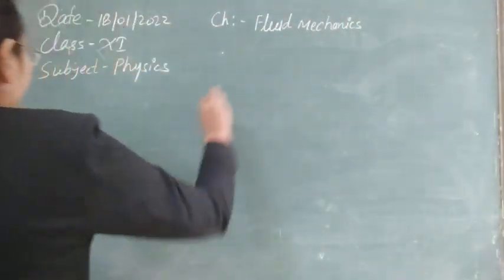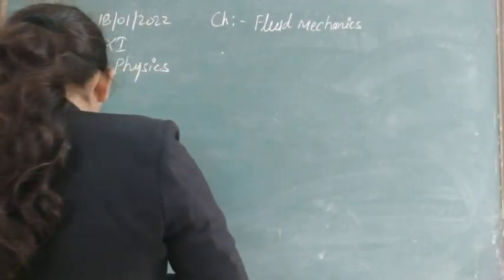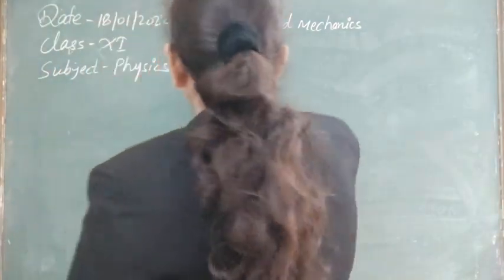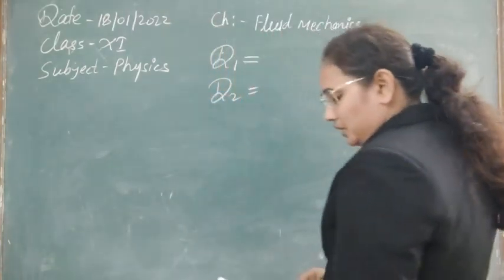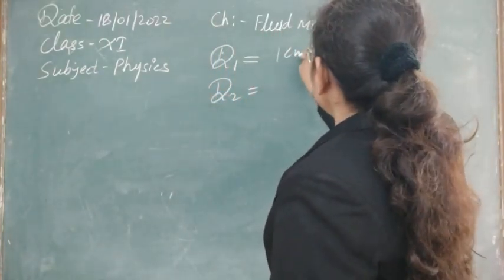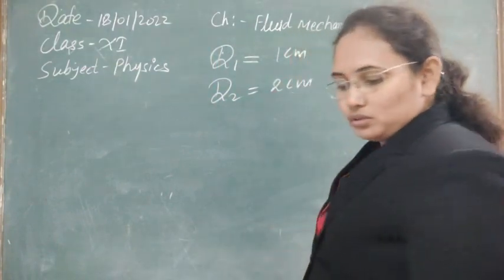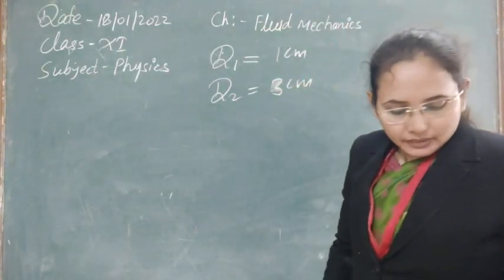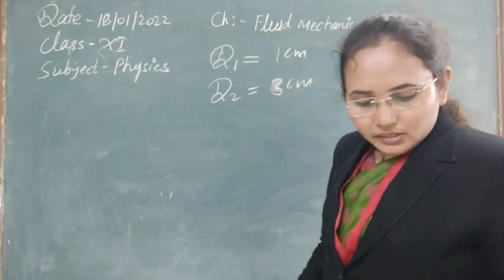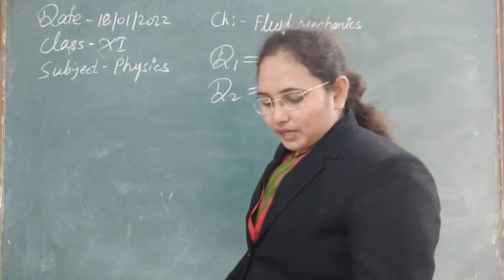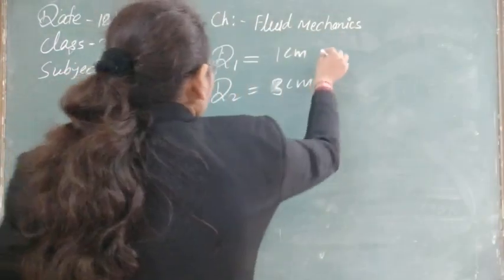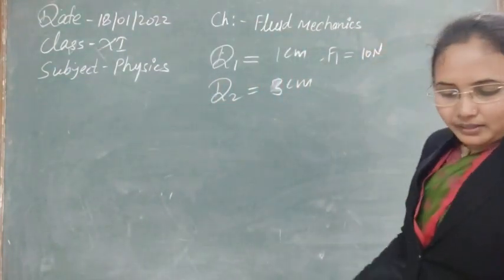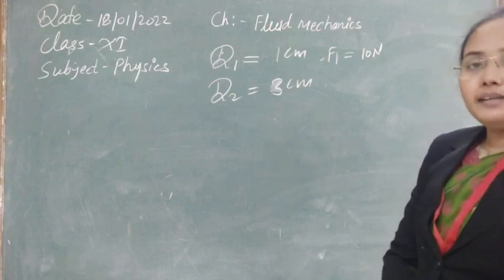First, let's write the data that is given to us. Suppose the diameter of the smaller piston is D1 and the diameter of the larger piston is D2. D1 is given as 1 centimeter, D2 is given as 3 centimeter, not 2, 3 centimeter respectively. Again, one more thing is given to us: we are applying a force of 10 Newton. So it means on the first piston, the smaller piston, 10 Newton is applied. We have to find out what is the force applied at the second one.